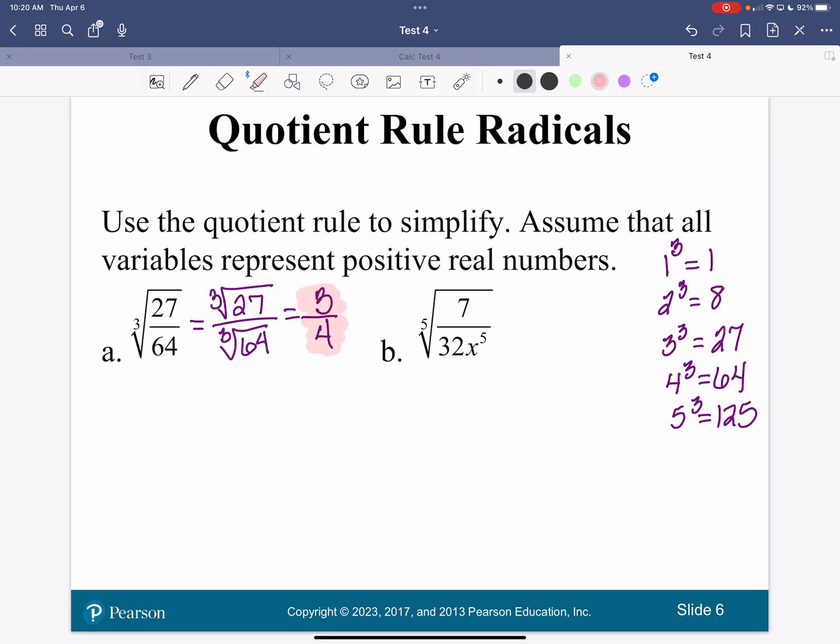3/4. Okay, now once we get to the 5th root, we've got to kind of think about what does that mean, the 5th root. We don't have 5th roots all memorized. So let's talk about how we're going to solve this one.